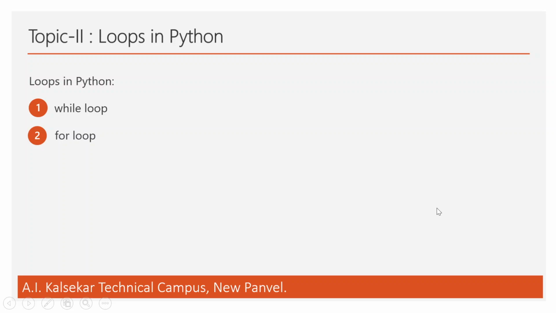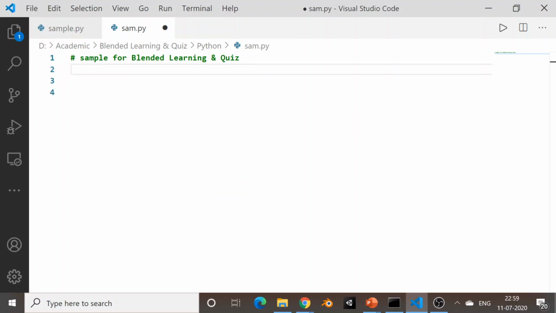So in Python we have two types of loop, a while loop and a for loop. So let's try to see how to use them. So the first loop is a while loop. First loop is a while loop.